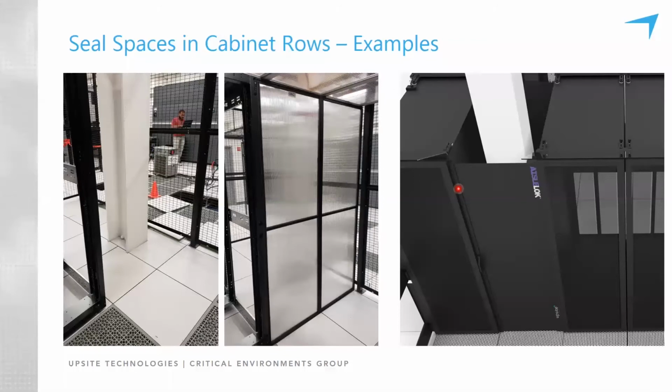Thanks, Lars. So here's a couple real world examples of installs where you see this type of application. So on the left and in the middle is a before and after, right? This is using a rigid vertical blanking panel to accommodate the situation. This is in a co-location. It's in a caged environment.